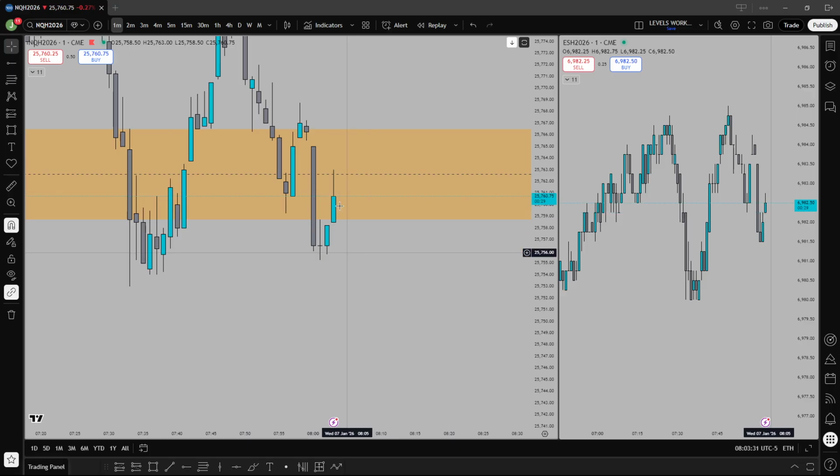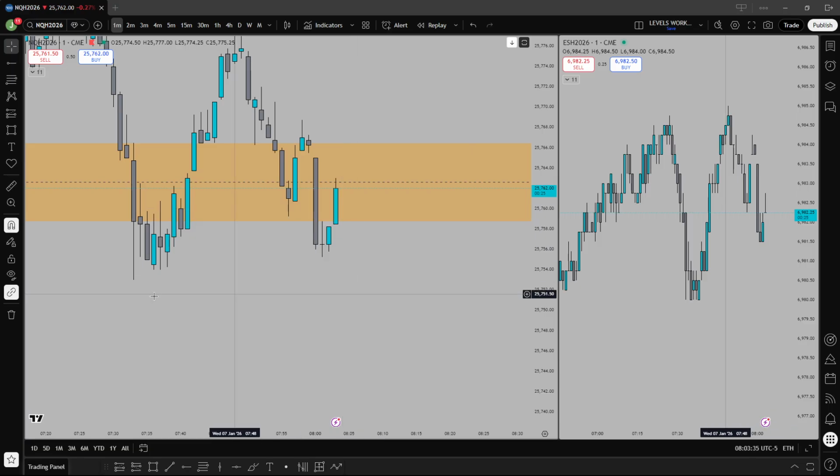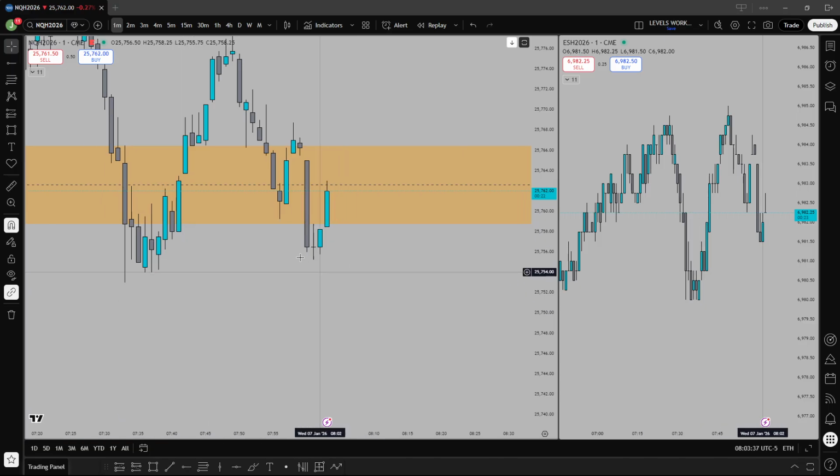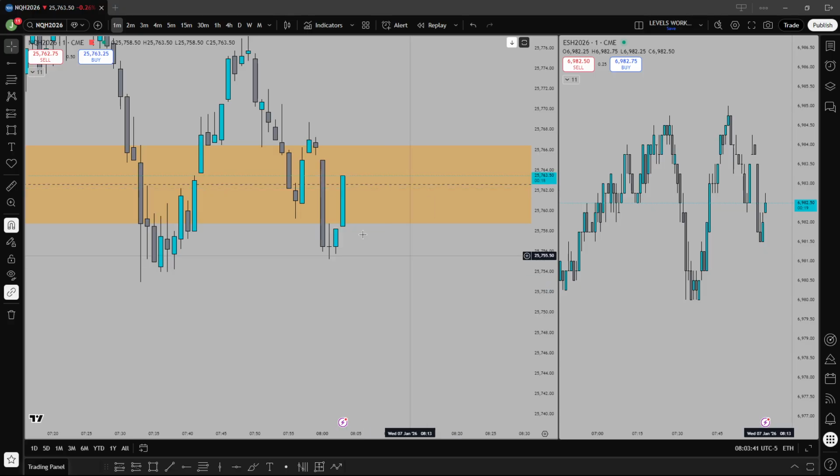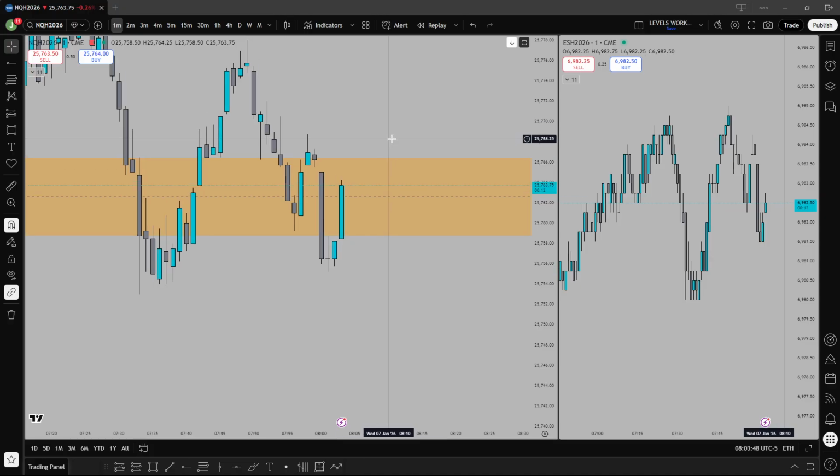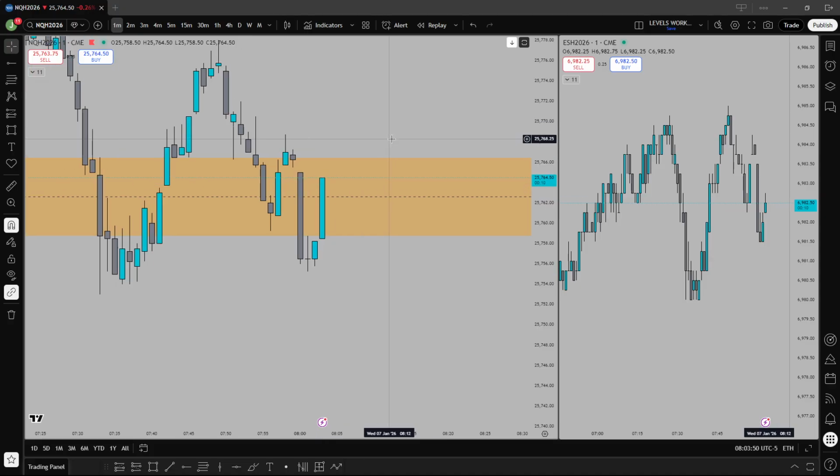But now price is allowed, according to me. It is allowed to expand lower now, taking this low, then these lows. I don't want to see it close above the consequent encroachment. Of course, it can go to balance this volume imbalance.